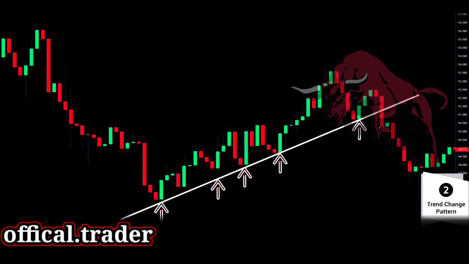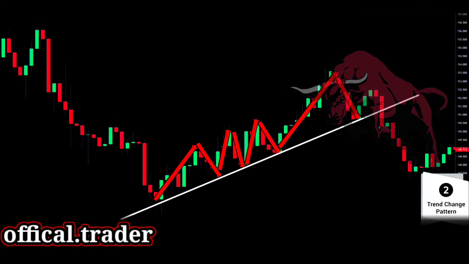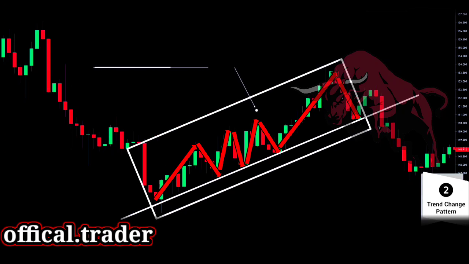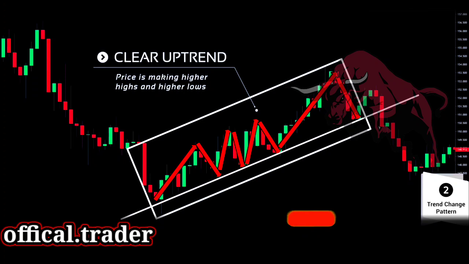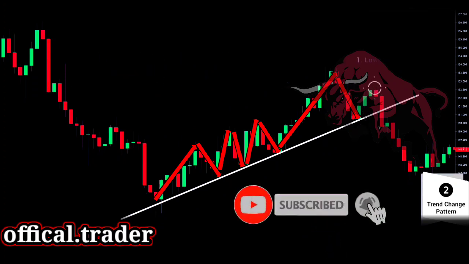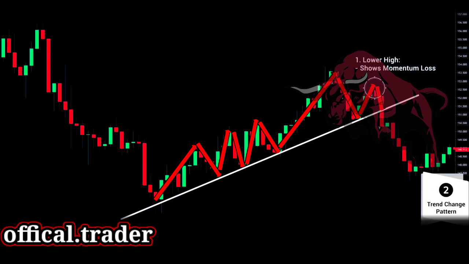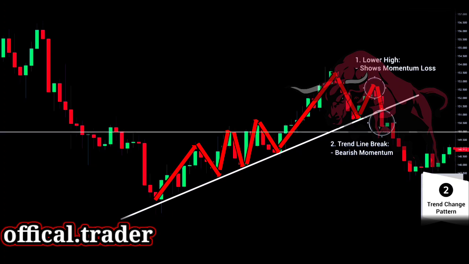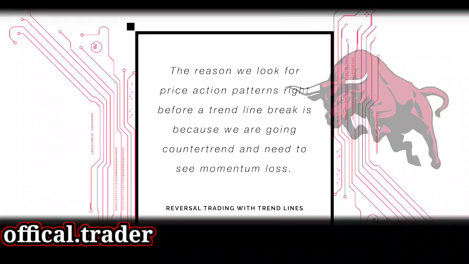So here is your moving uptrend, and we place our trendline below the uptrend, connecting these points here. You have your run, pullback, run, pullback, run, pullback, run, pullback. Now, at this point during the trend, you have a clear uptrend as price is making higher highs and higher lows. It is not until you have your lower high form here, which is when you would think to yourself that a lower high in an uptrend shows a loss of momentum. Once price then breaks the trend line, this confirms the trend change and shows bearish momentum entering the market. Again, the reason you want to look for reversal price action patterns before a trendline break is because it shows momentum loss, which is important when you go against a strong trend.